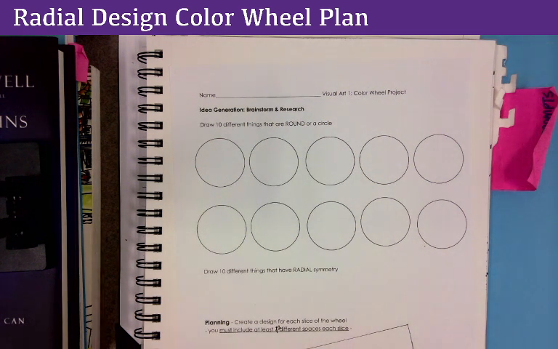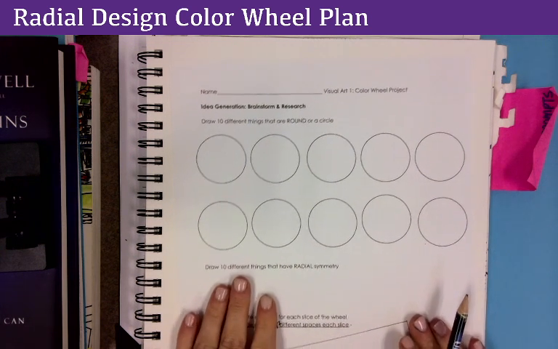Alright, so this video is going to take you through how to make a plan for your radial design color wheel. This is the first step in the project. You need to finish this before you can move on and actually start creating your project. If we think about the artistic thinking process, this is the step where we are gaining inspiration, figuring out what we want to do, and developing our idea.